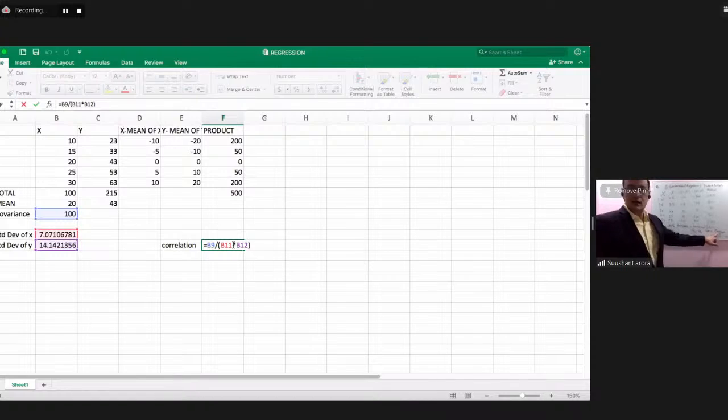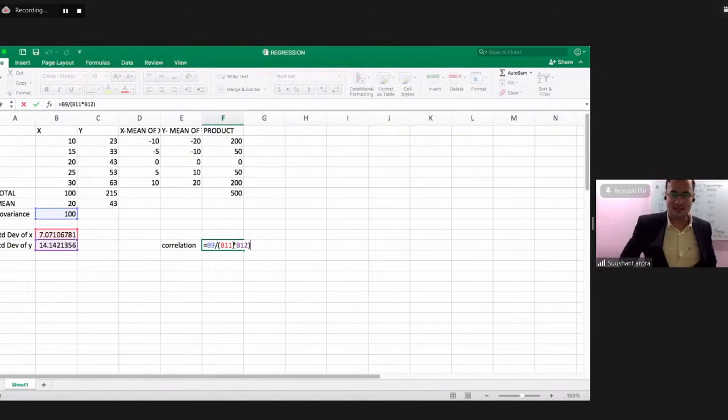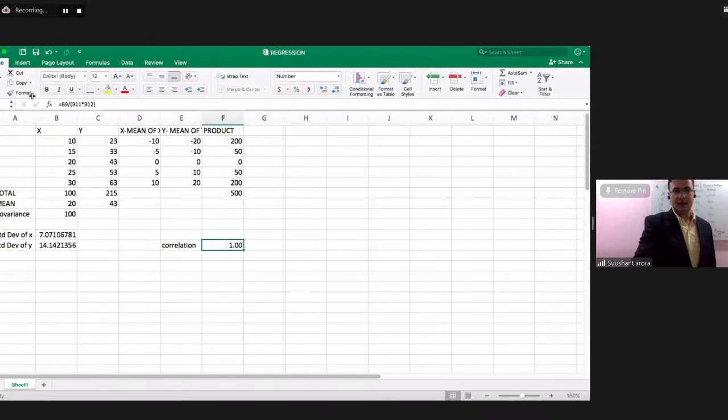Covariance 100 divided by standard deviation of x, which is 7.07, multiplied by standard deviation of y, which is 14.14. Why did it come to 1? Have I done something wrong? Have I played any trick? No. The only thing is you see the pattern. When it is increasing, this is also increasing. So correlation is coming to be 1.